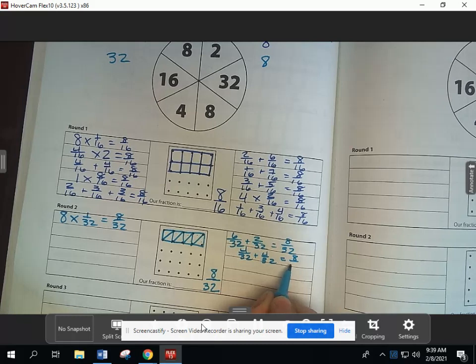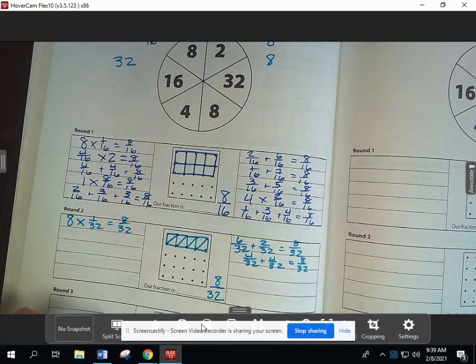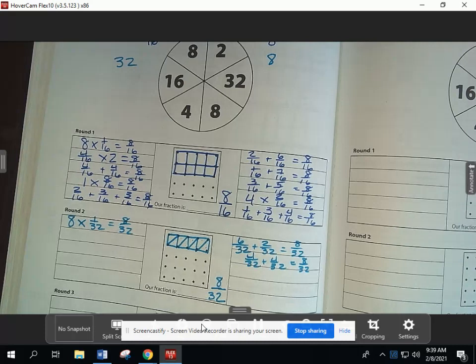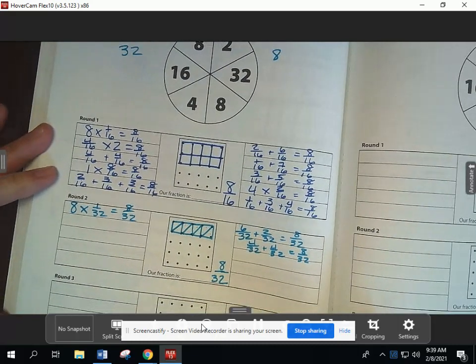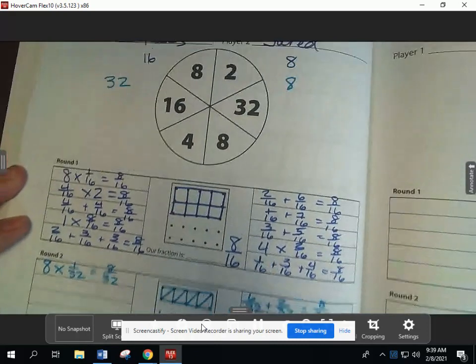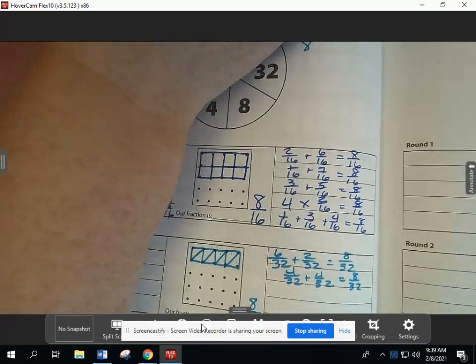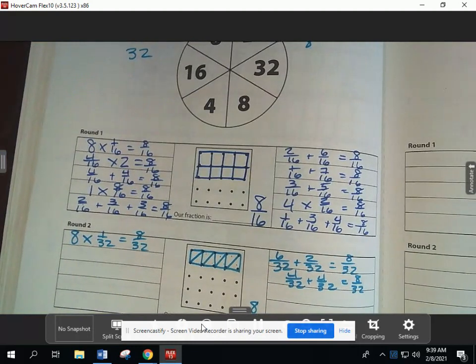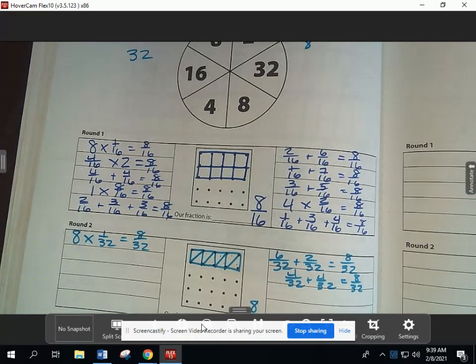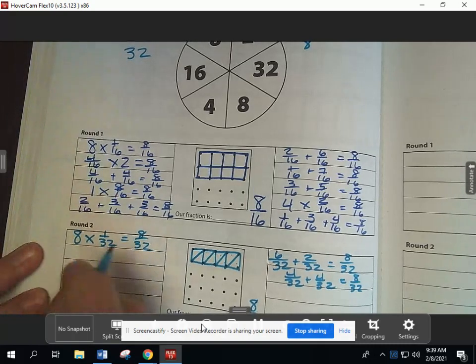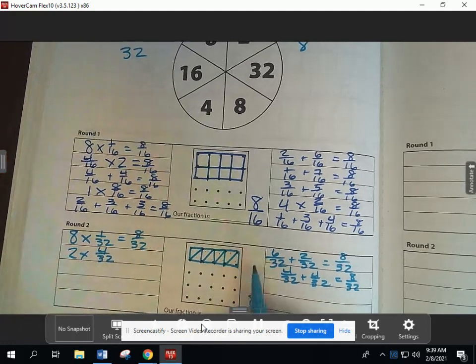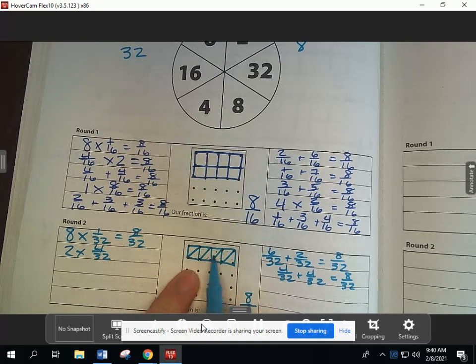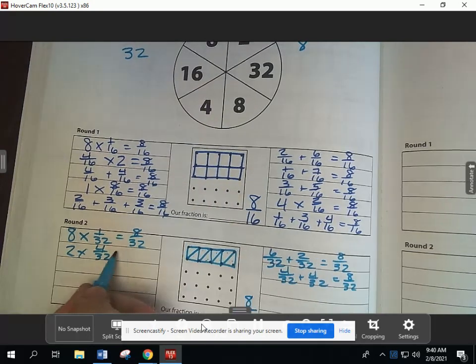Again, this is hard to write because the space is so small. Ethan, if you need to take the bench in front so you can get up there and see better. I know that's kind of a distance for you to see. Okay. Well, let's see. What do I want to do this time? I'm going to do this one. 2 times 4/32. So that means I'm taking this group and this group, and that makes 2 groups of 4/32.